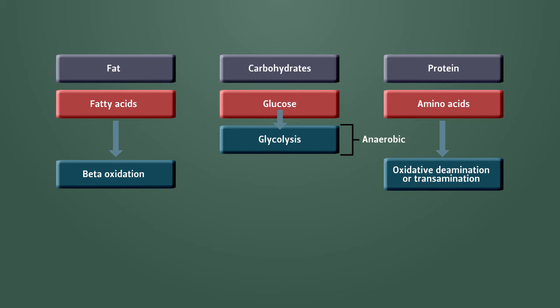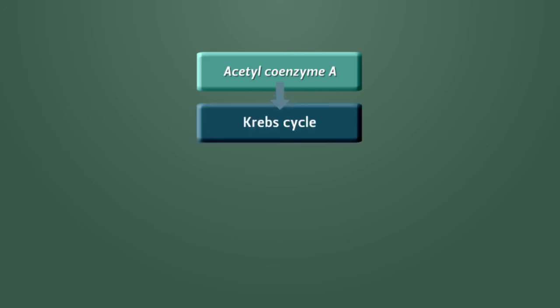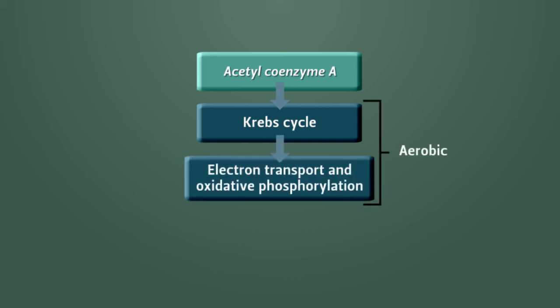While a small amount of ATP is formed during glycolysis of carbohydrates, the major purpose of glycolysis, beta oxidation, and oxidative deamination or transamination is to serve as preparatory steps for the formation of acetyl coenzyme A. Acetyl-CoA is the universal intermediate in the metabolism of carbohydrate, fat, and protein. Once acetyl-CoA is available, it enters the mitochondria of the cell and the metabolic pathway can continue. What happens next is the same no matter which type of macronutrient we began with.